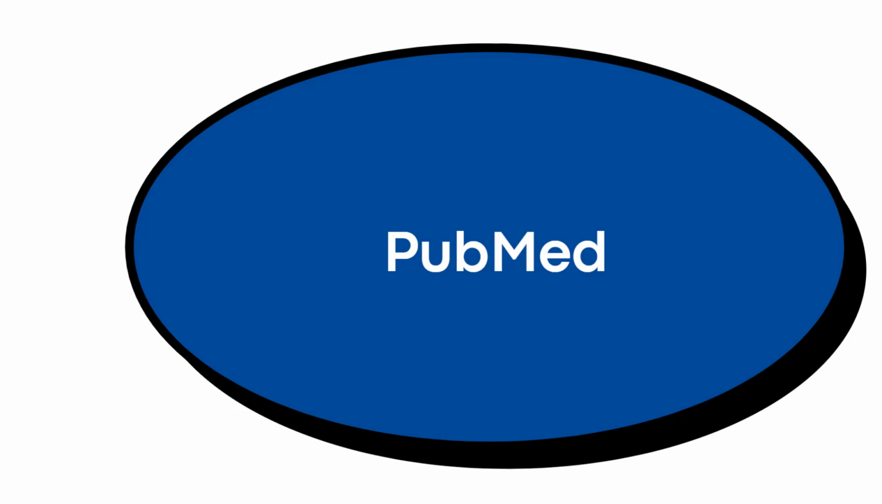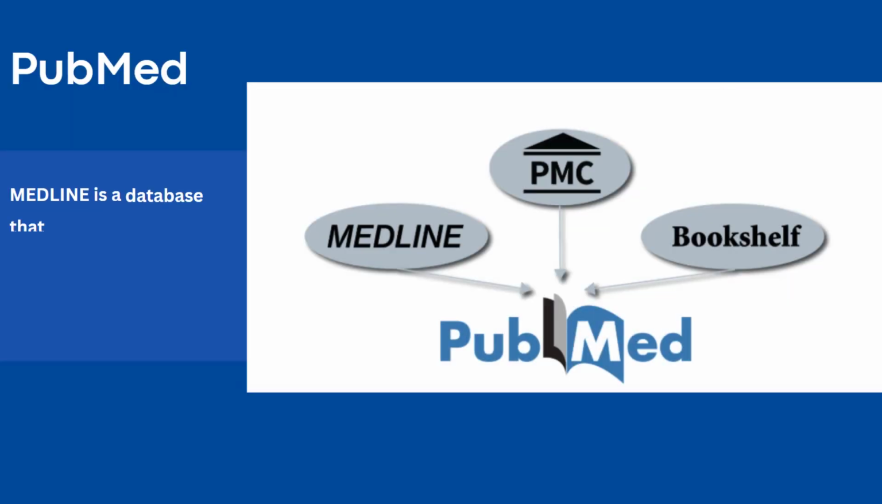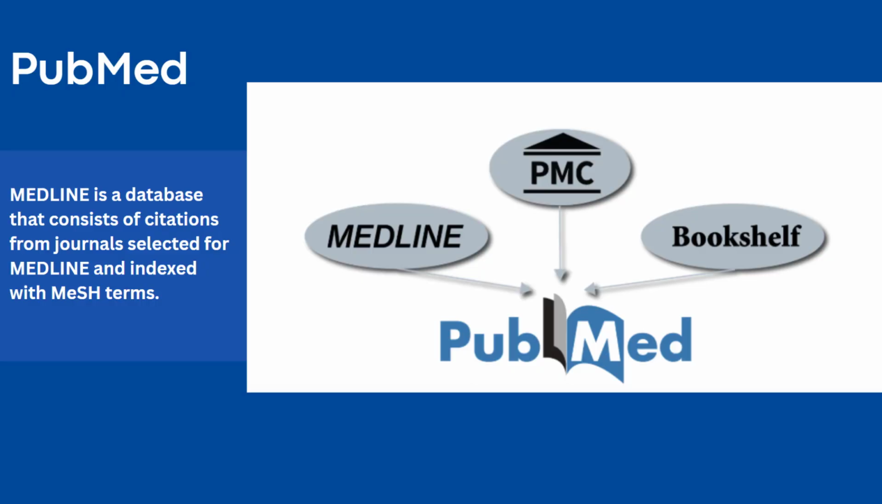PubMed is a database used to find biomedical peer-reviewed journal articles and clinical studies. This is a free database maintained by the U.S. National Library of Medicine and is widely used in healthcare and scientific research. PubMed searches content from three major resources: Medline, PubMed Central, and Bookshelf. Medline is the largest component of PubMed. It contains citations and abstracts from journals that have been carefully selected for quality and relevance. Most peer-reviewed biomedical journal articles you find in PubMed come from Medline.